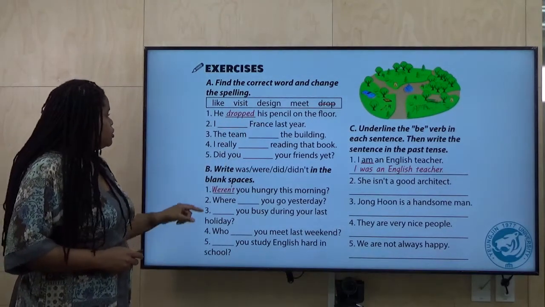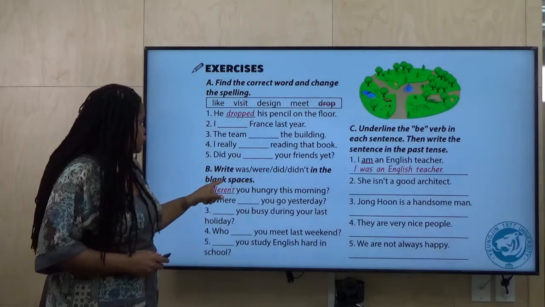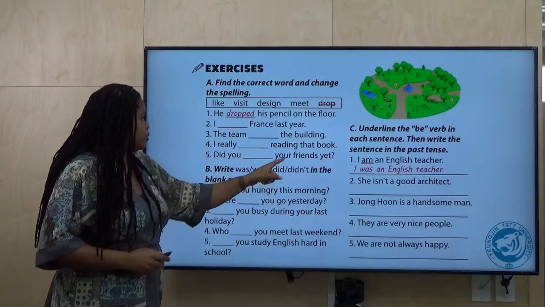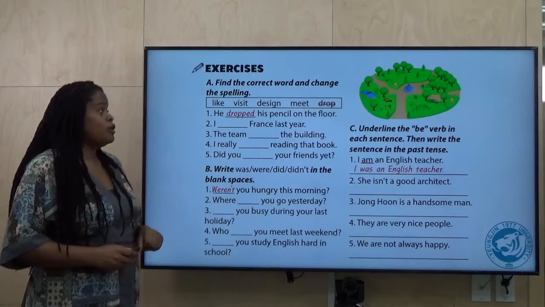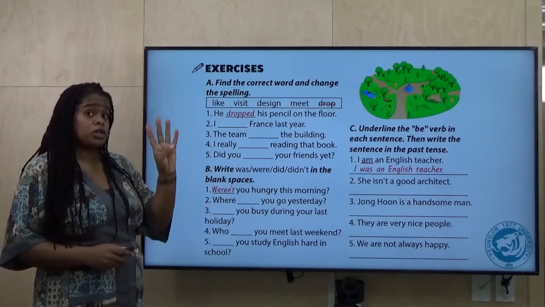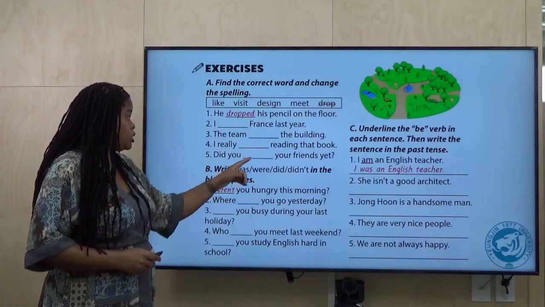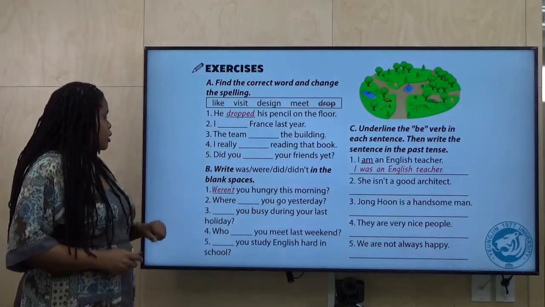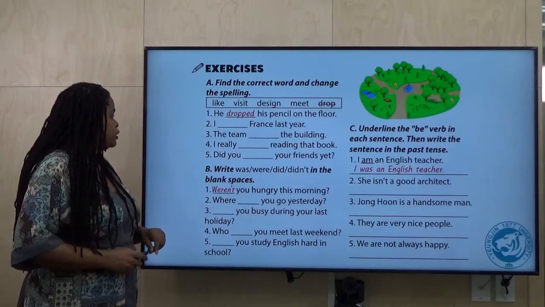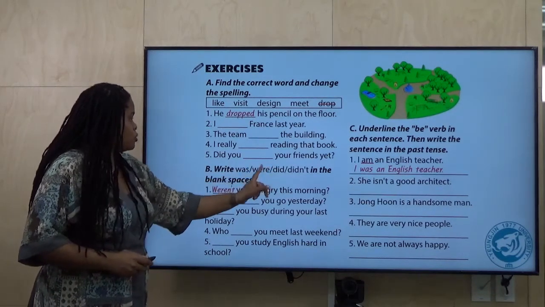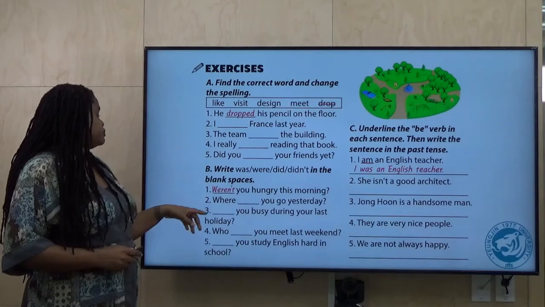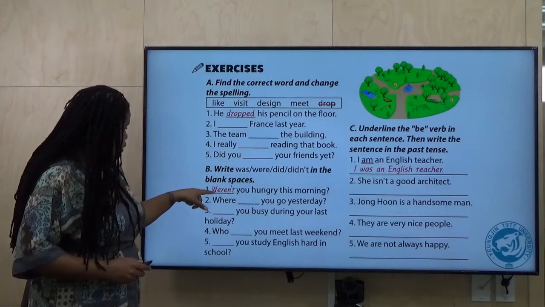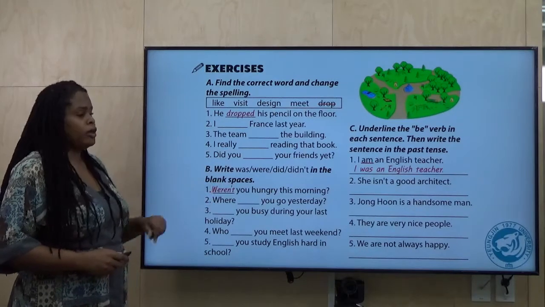Section B, you have another word bank of sorts. You're going to write was, were, did, or didn't in the blank. So for this one, you only have 4 choices. It's going to be was, were, did, didn't for the sentence. So number 1, weren't you hungry this morning? They chose weren't. So it's was, were, did, didn't. If you say no, then it's going to be your no ending. It's still there.